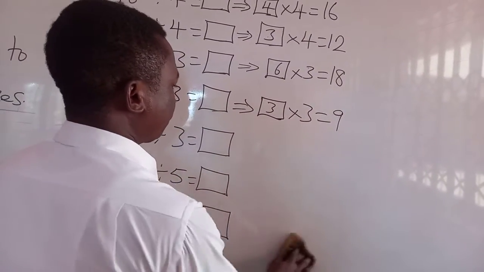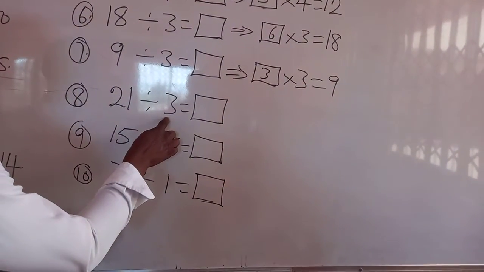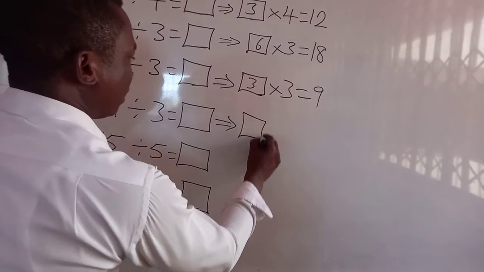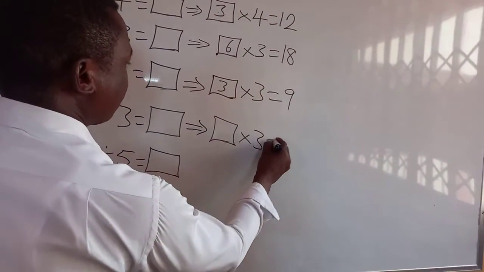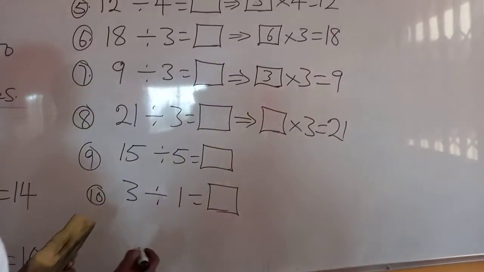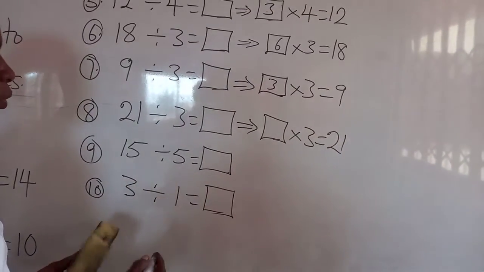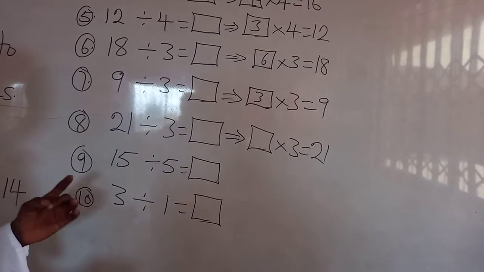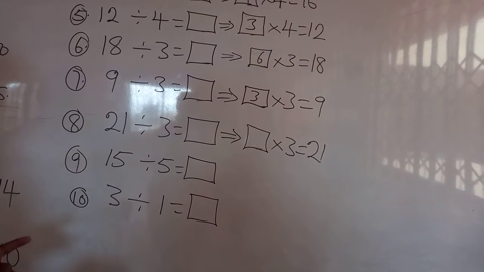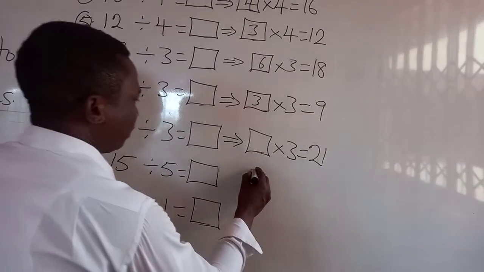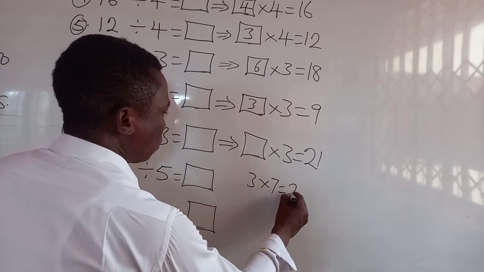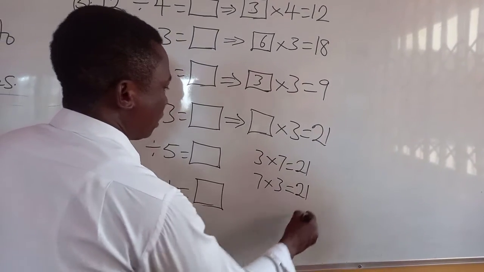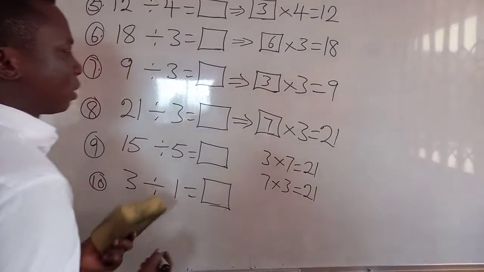Let's continue. 21 divided by 3 will give us what? Your multiplication table. Quickly read and tell me the answer. Alright, let's go. 3 ones are 3, 3 twos are 6, 3 threes are 9, 3 fours are 12, 3 fives are 15, 3 sixes are 18, 3 sevens are 21. So 3 times 7 will give us what? 21, or 7 times 3 will give us the same 21. So the answer here in the box is 3.